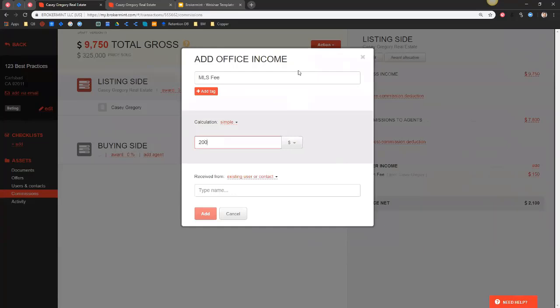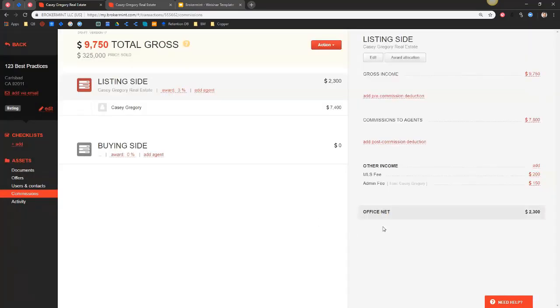One thing to keep in mind whenever we are adding income, whether it's gross income or office income, instead of a deduction where it wants to know who's receiving the money, we need to define who we're receiving that money from. In this instance, I'm going to be receiving this money from my buyer. And now you can see we've added an MLS fee of $200 additional income. It's added to my office net here, but my gross income is unaffected.